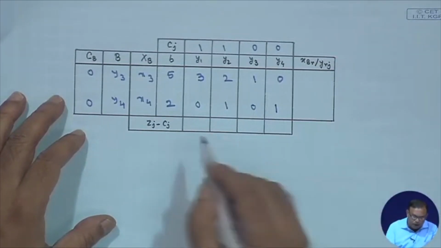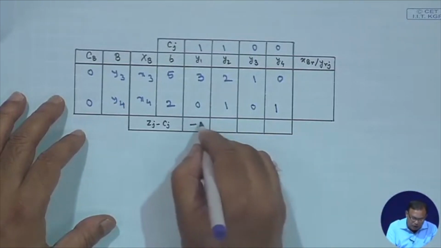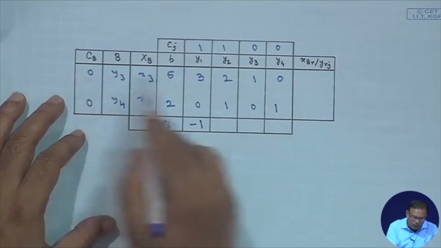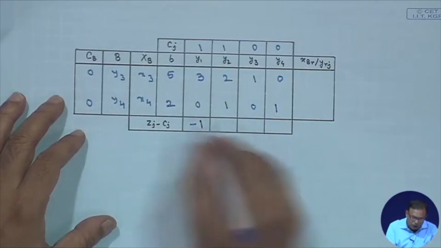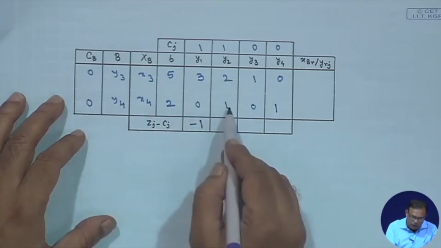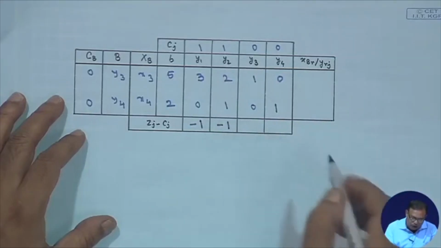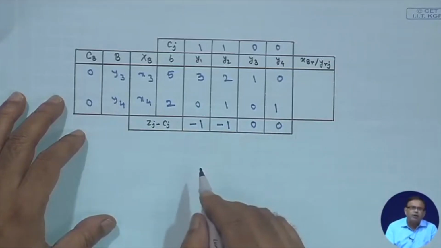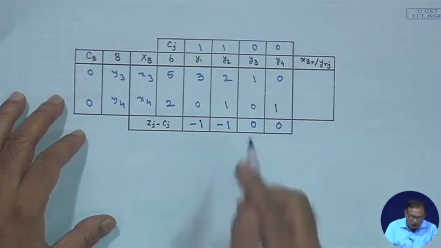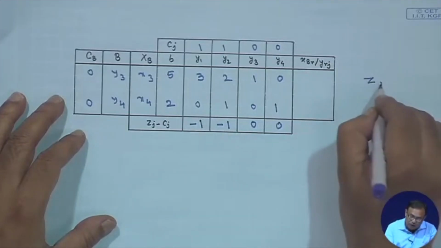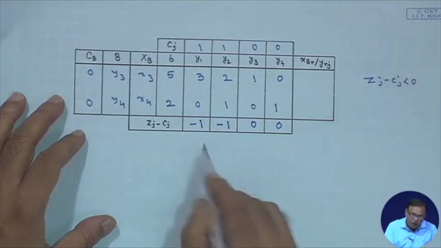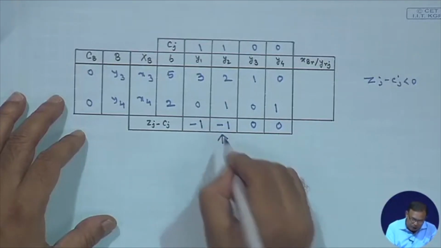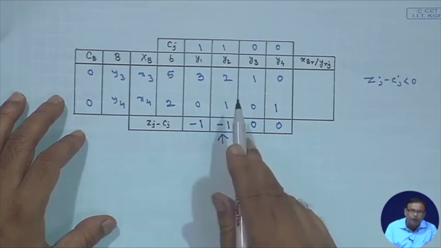From the initial simplex table, now calculate the zj minus cj values. This will be 0 into 0 minus 1, this will be 0 into 0, 0 into 2 plus 0 into 1 minus 1. So, it will be minus 1, and this will be 0. Now, zj minus cj greater than or equal to 0 is the optimality condition, but here zj minus cj is less than 0. Both are having the same value, so any one you can choose. I am choosing this one, so x2 will be the entering vector.